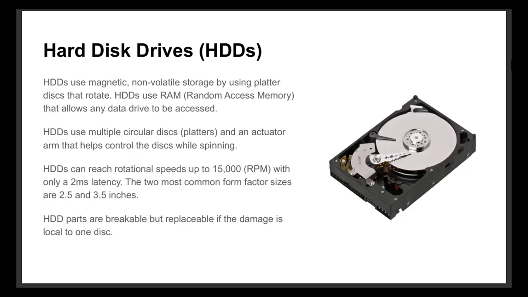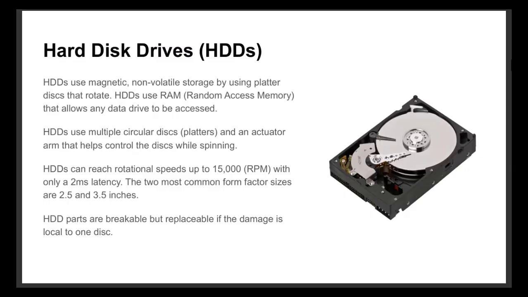Hard disk drives use rotating magnetic disks to store our data. And these disks will spin and can access data by using a component called an actuator arm. An actuator arm is going to be the component that will be able to locate specific files or pieces of data that are stored on each individual spinning platter. Your hard disk drives come in two common form factor sizes, 2.5 and 3.5 inches. Frequently, if we have any damage to our disks, we're going to have to replace the entire drive itself.